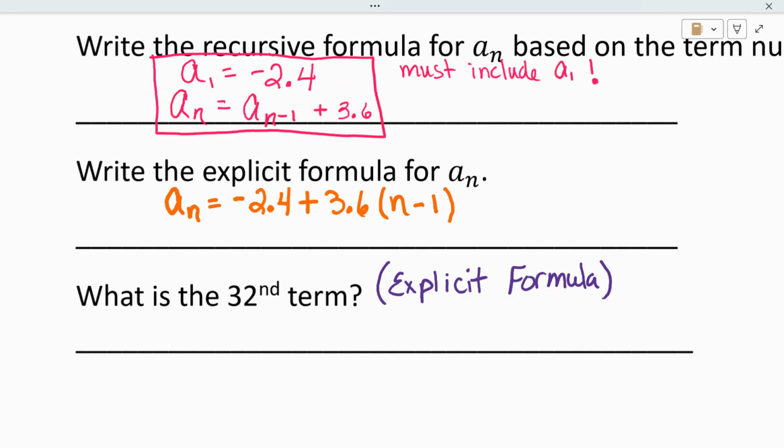Victoria, if I want to find the 32nd term, what am I letting n equal in my explicit formula? I'm going to replace my n with what?